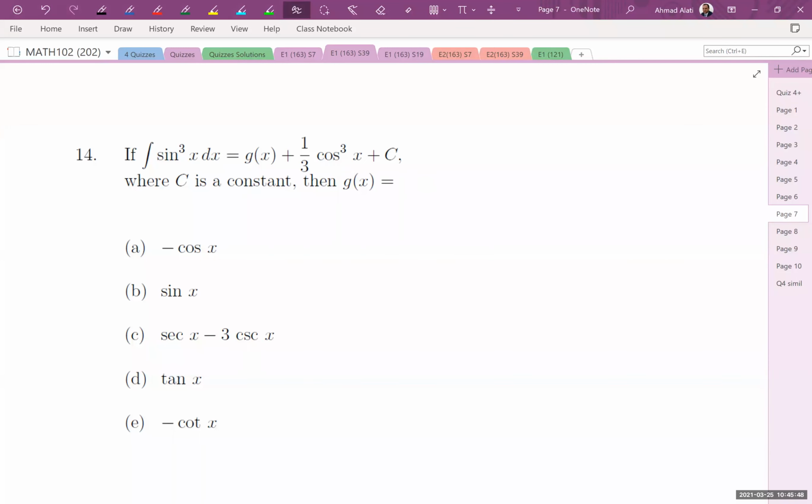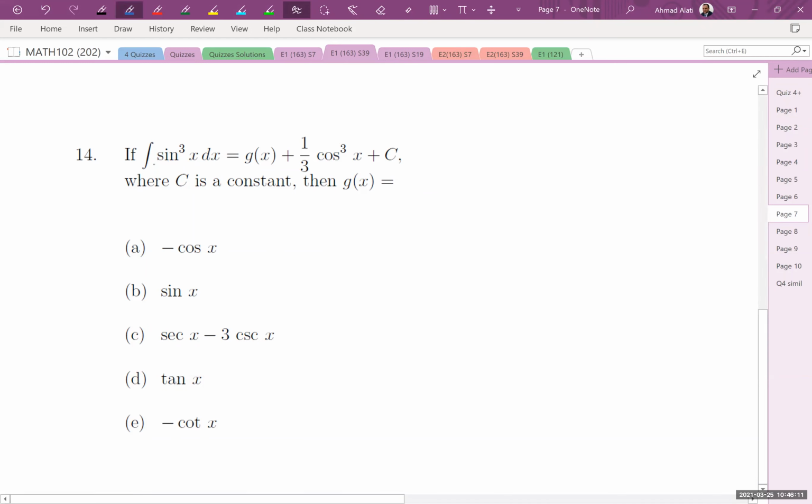Save one sine, by trigonometric 7.2. What is the plan? What to do? Yes, save one sine and then let u equal. Before that, what is your plan?